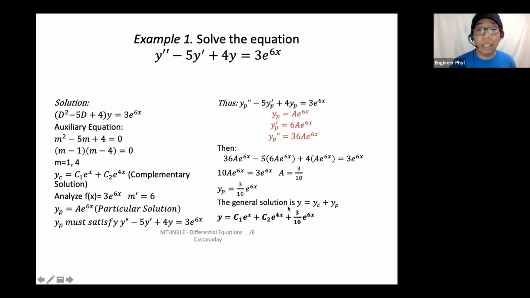So now we plug into this general solution. So y is equal to y sub c plus y sub p. We have y sub c equal to c sub 1 e raised to x plus c sub 2 e raised to 4x plus the y sub p, which is 3 over 10 times e raised to 6x. So this is the final answer for the given equation.